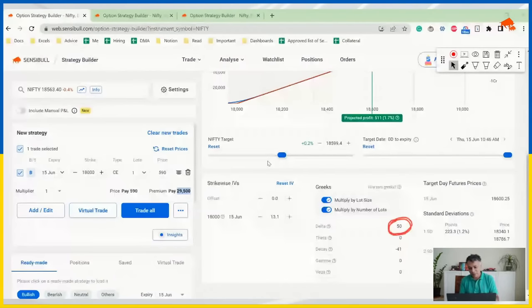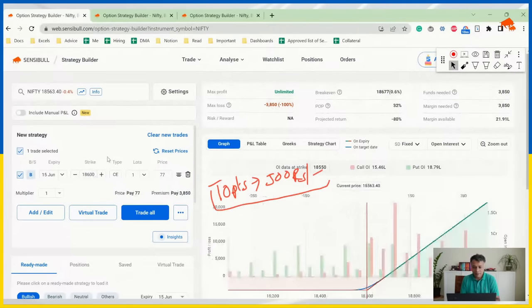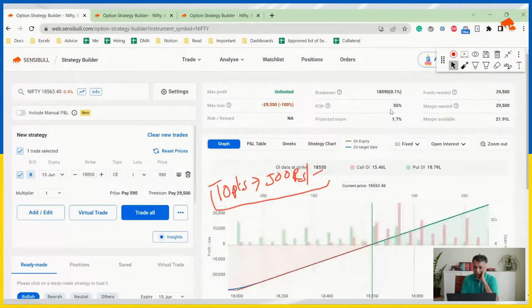Why? Because you can see that the POP is 50%. If you actually add a future, you will see the POP of a future is also 50%. Why? Because if it goes up you make money, if it goes down you lose money, that's exactly a future, right? Now, an ITM option obviously has a huge downside, 29,500. Look at this, right? If I trade an 18,600 call, it's only 3,000 rupees and it only has a probability of profit of 32%. But if I do an ITM option, probability of profit is 50-50. And premium is only 30,000. This is basically a future.